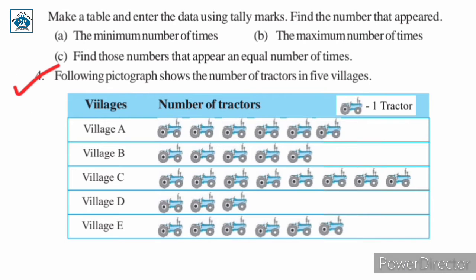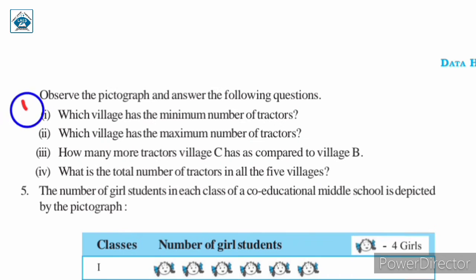Question number 4. Following pictograph shows the number of tractors in 5 villages. Now this picture means 1 tractor. So here we are given villages and the number of tractors. We have village A, B, C, D, E and the number of tractors in that village. Observe the pictograph and answer the following questions. So हमें pictograph observe करना है और ये जो given questions हैं वो observe करने हैं.